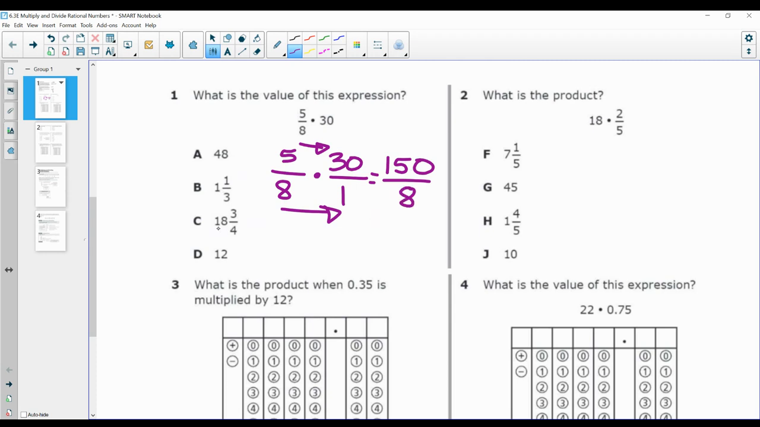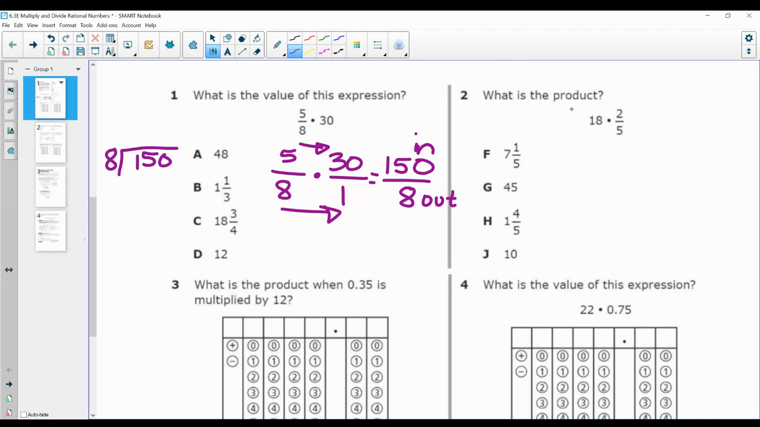This is not on the answer choices because this right here, it's improper. The numerator is greater than the denominator. So what we do have to do is divide 150 by 8. And this is going to help you out to see what the answer would be.